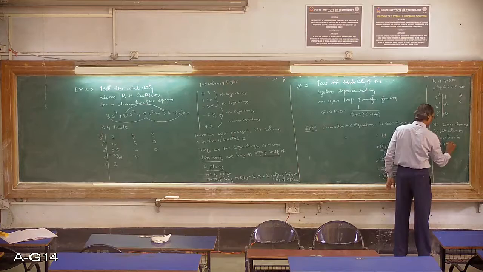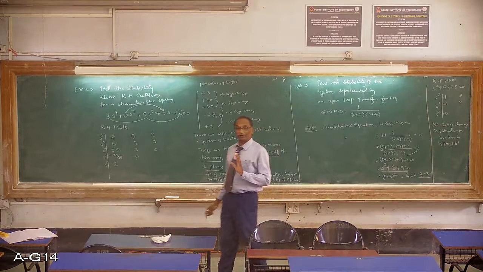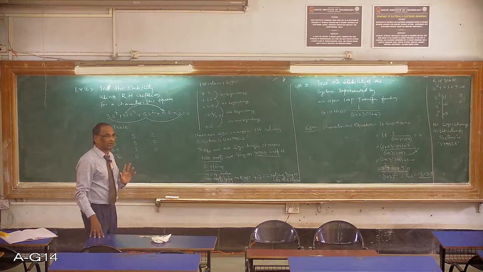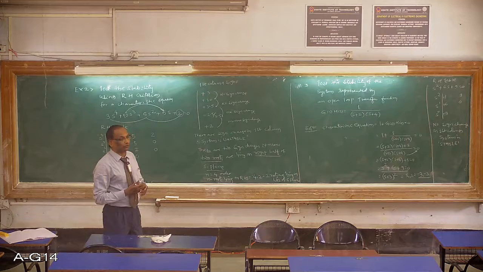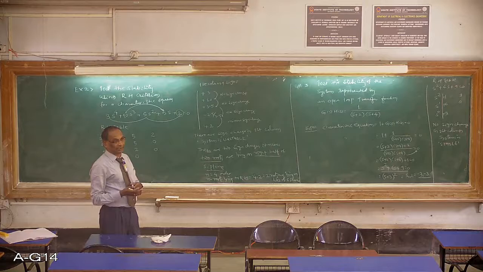I have taken a second order example here, but you will not get an example of second order. Minimum it will be fourth order and above. Up to third order, you can solve by using a calculator and find directly the location of the poles, and you can predict the stability of a given system depending upon the poles, whether they are real positive, real negative, complex conjugate with real positive or real negative, or purely imaginary. Based on that, you can predict the stability of a given system.